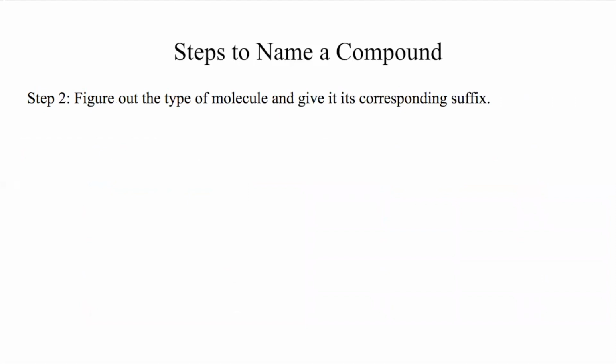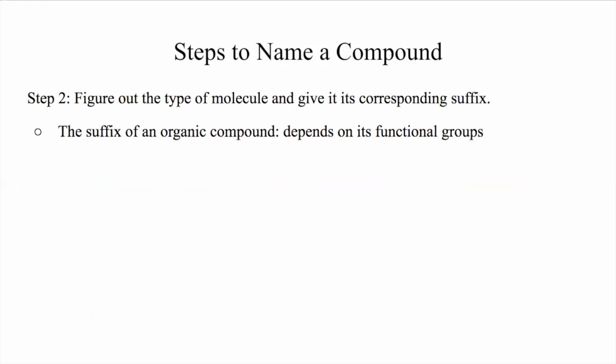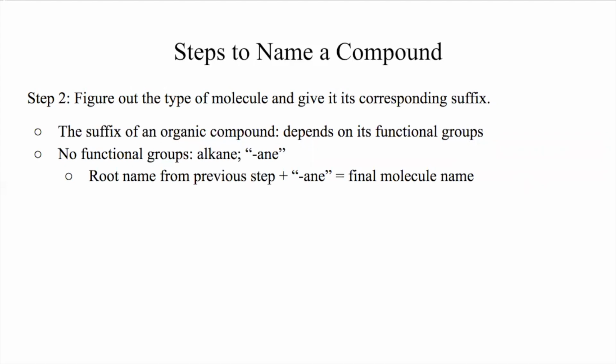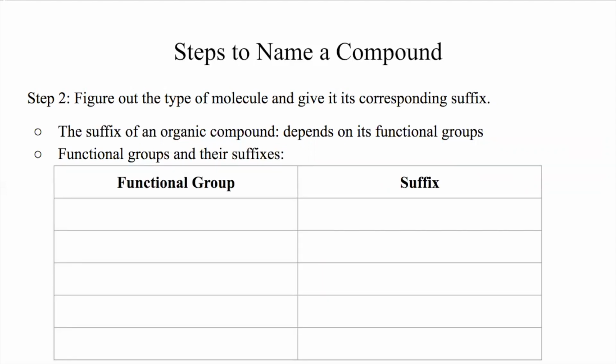Step 2. Figure out the type of molecule and give it its corresponding suffix. The suffix of an organic molecule depends on its functional groups, which we learned about in the last video. If there's no functional group, no multiple bonds or atoms other than hydrogen and carbon, then the molecule is an alkane and receives the suffix -ane. This, attached to the root name from before, will be the final name of the molecule. Easy, right?